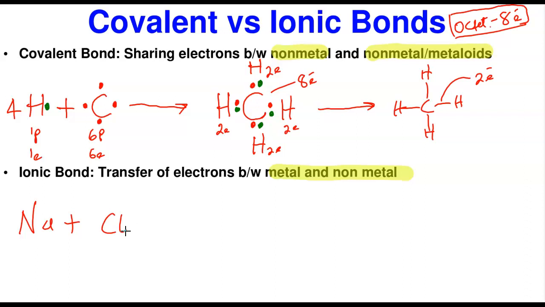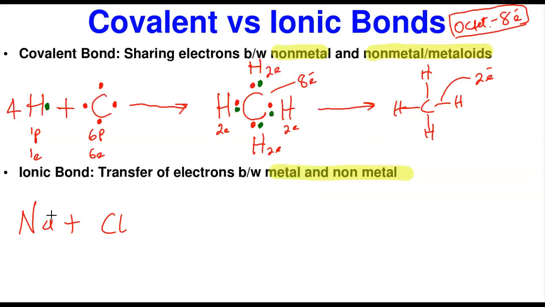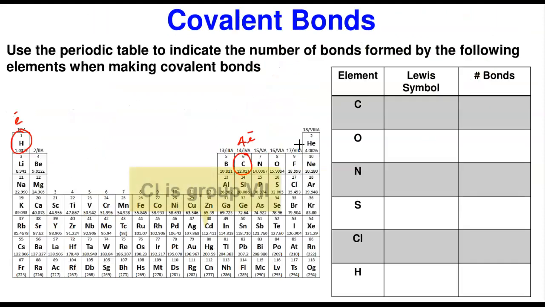Now, what group does sodium belong to? We go back again. Sodium is in group 1. It will have 1 electron, so it's only going to have 1 dot in its Lewis symbol. Chlorine, again, is in group 7. Look at it now. Group 7. They're going to have what? 7 electrons in the outermost shell.